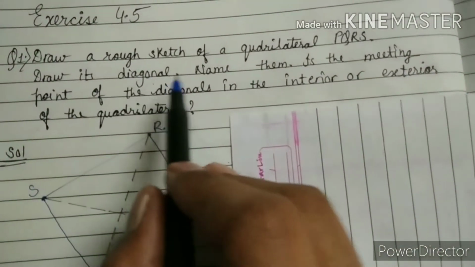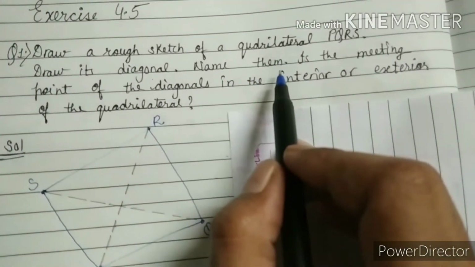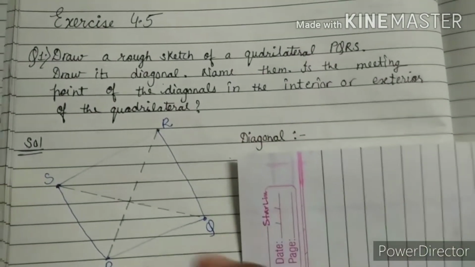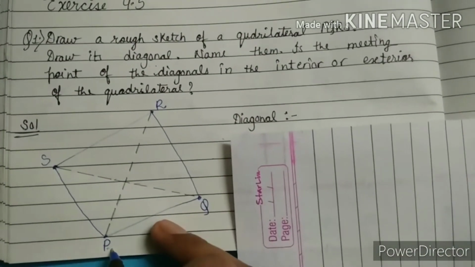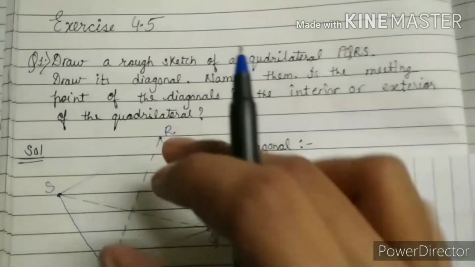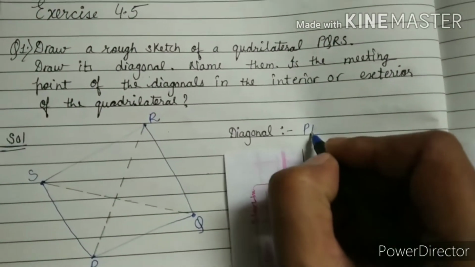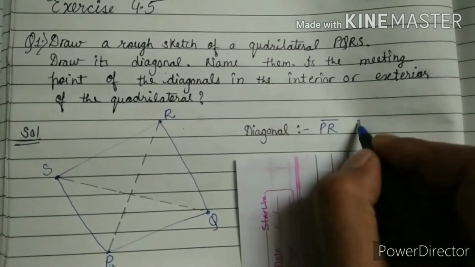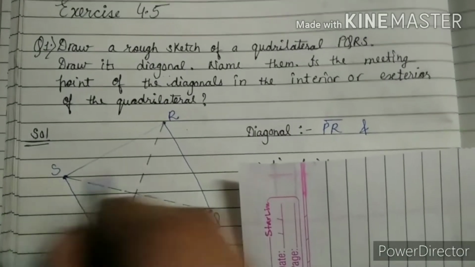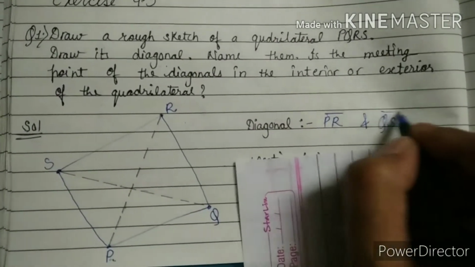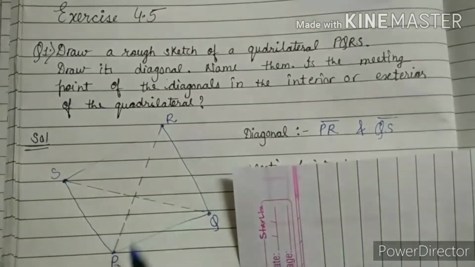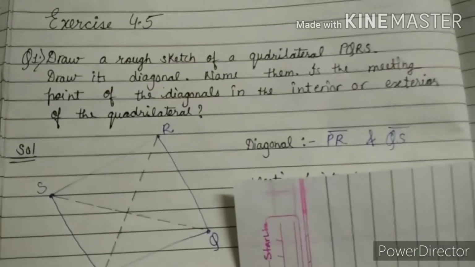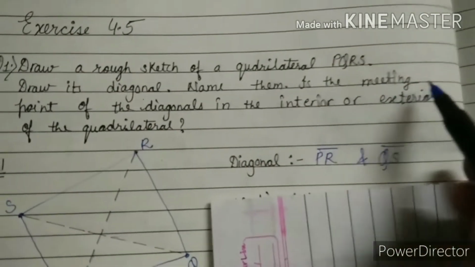Draw its diagonals, name them. So we have to write the diagonal names. As you can see, I wrote here diagonal. The first diagonal is PR and it is a line segment, that's why we draw this line, and the second diagonal is QS. The names of the diagonals are PR or RP, QS or SQ.